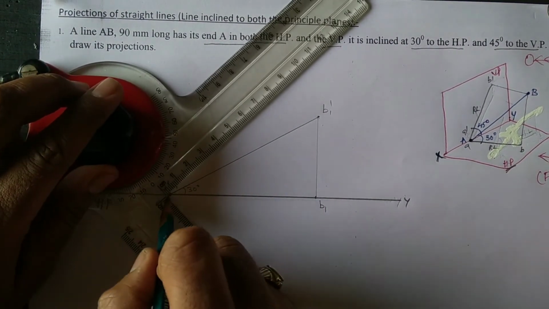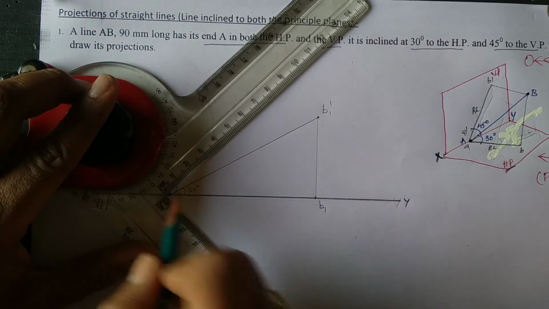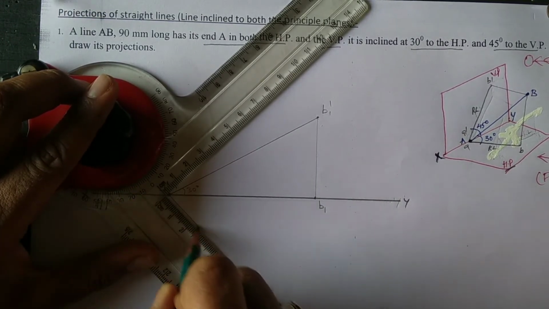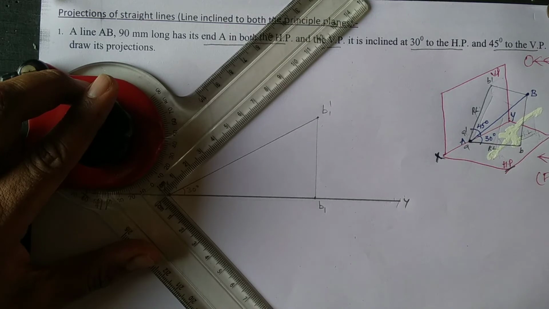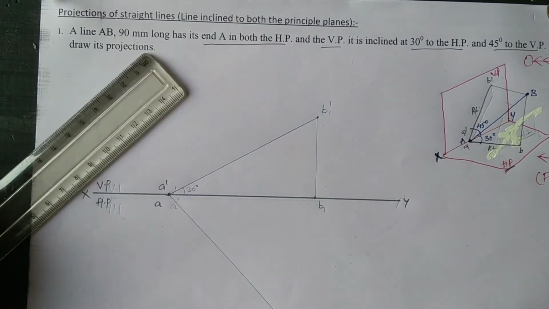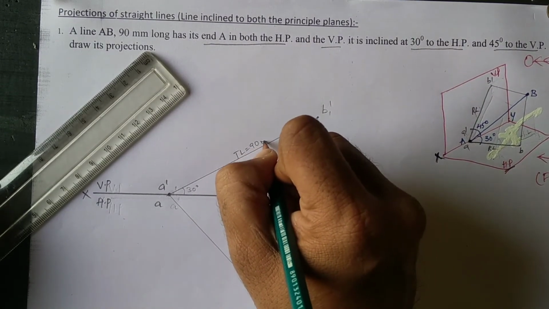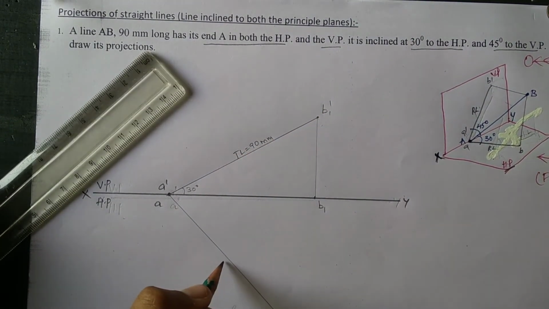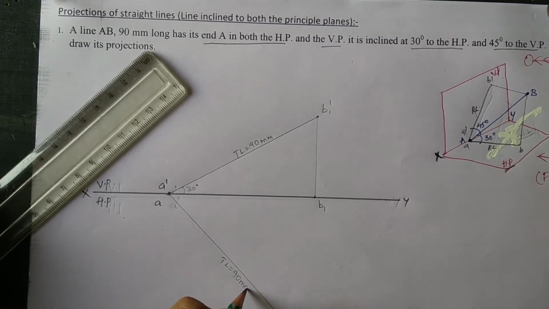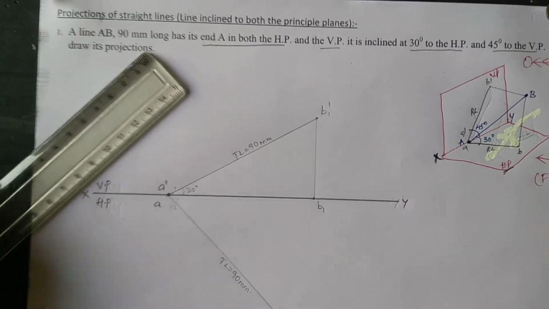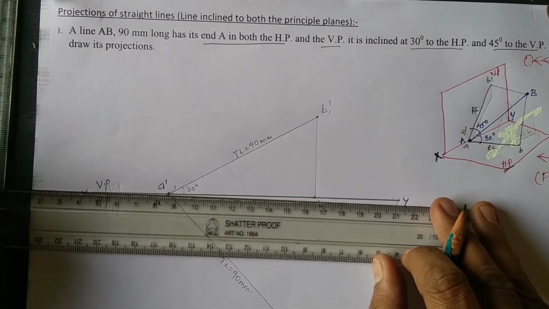From point A as a center, draw a line of 90 mm length, marking the other end as B2. This is said to be the true length, which is 90 mm, and this is also my true length, equal to 90 mm. Now draw its reduced length.